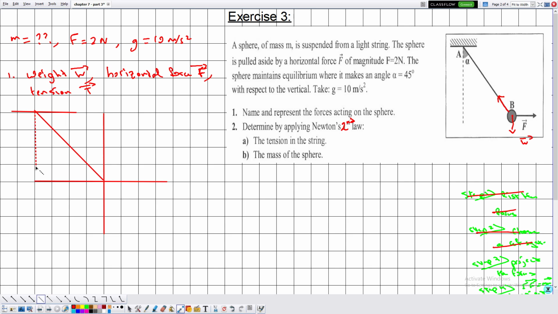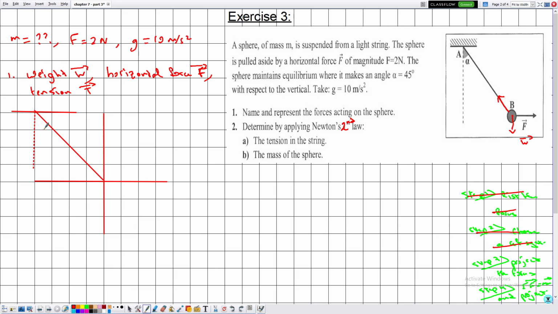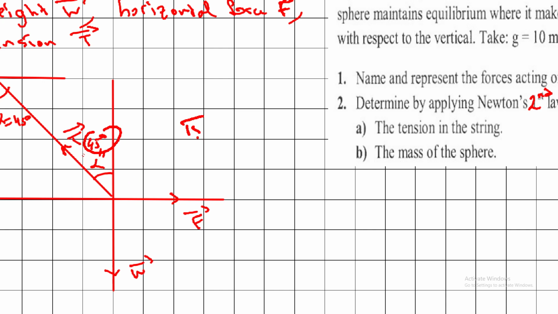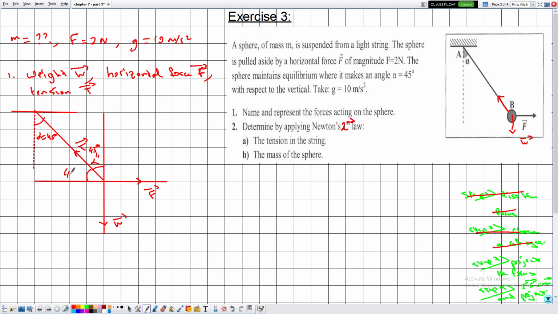This is the vertical. So here we have alpha equal to 45 degrees. This is the tension T, this is the horizontal force F, and this is the weight. This is alpha also. Notice that if this is 45 degrees, then 90 minus 45 is also equal to 45 degrees. This is the positive x-axis, this is the positive y-axis, this is i, and this is j. So this is the representation of the forces.